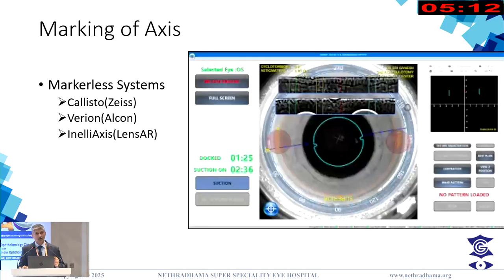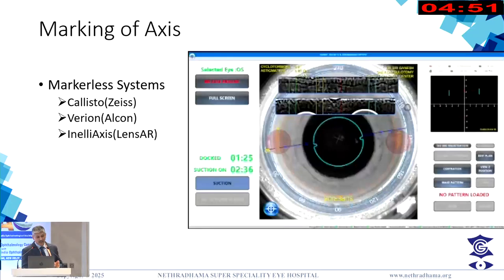You will have to know how to mark the 0-180 degree axis pre-op with the patient sitting up, to compensate for the static cyclotorsion that happens when the patient goes from sitting to lying down. And then again mark the placement of the axis and place it correctly.